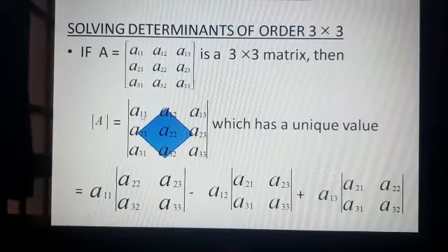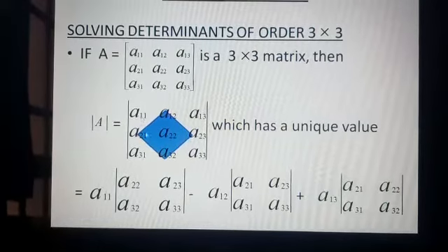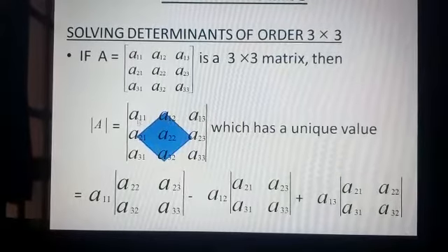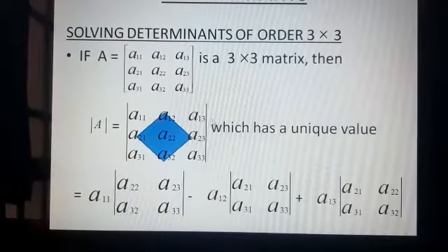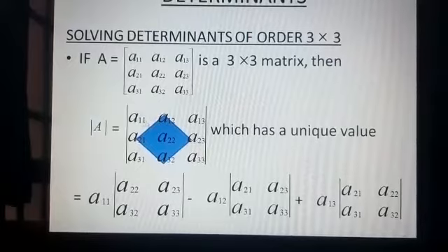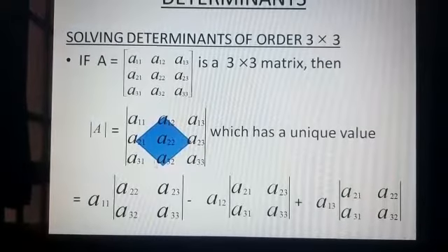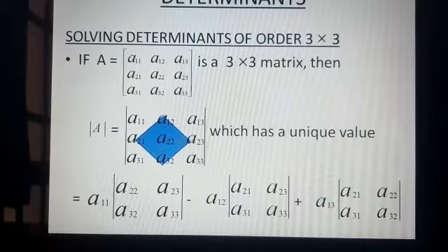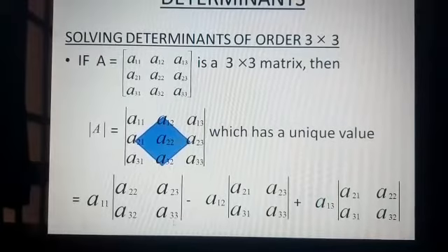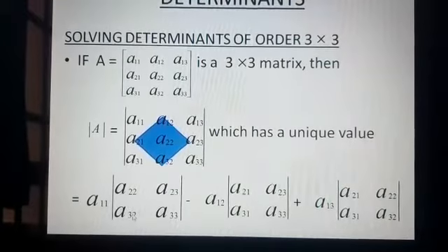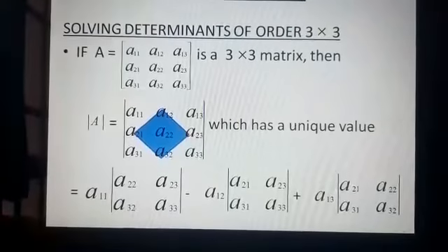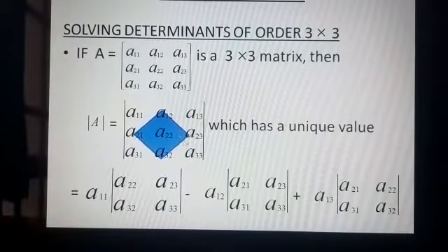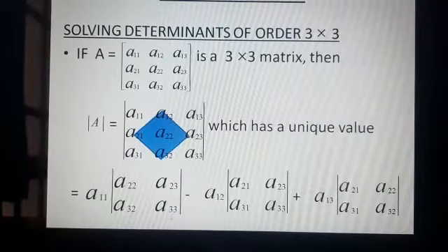You can see here the first element A11 is multiplied by a 2 into 2 determinant, which we have obtained by removing the first row and first column. A11 lies in the first row and first column, so we have removed them, and what remains is this one: A22, A23, A32 and A33. This is the 2 into 2 determinant which we have to solve, as I have explained earlier. So A11 is multiplied by this determinant A22, A23, A32, A33.